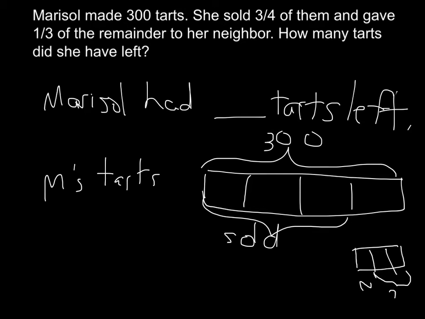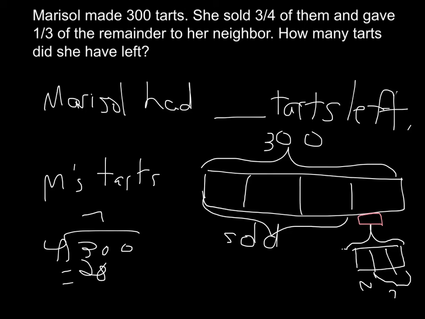Now, one thing I could do is say, well, how many tarts was the remainder? That's what we kind of need to know. What number goes here in this pink box I'm drawing to solve it? So one thing I could do is notice it could be 300 divided by 4, which is also 1/4 times 300, either way you want to do it. So I can do 300 divided by 4, and it's 75. So each one of those boxes is 75.